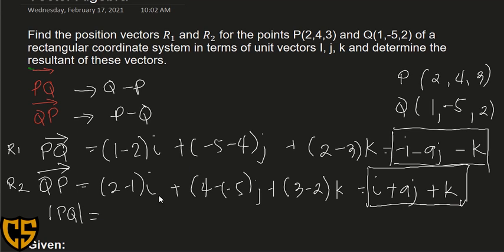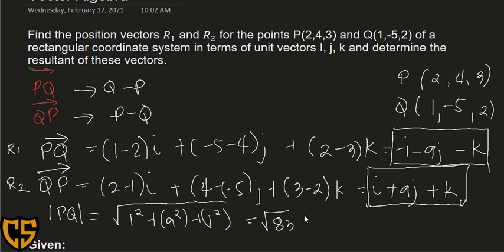That will be equal to the square root of 1 squared plus 9 squared plus 1 squared. So that will be 1 plus 81 plus 1, so the square root of 83, which is equivalent to 9.11 units. So this will be our final answer.